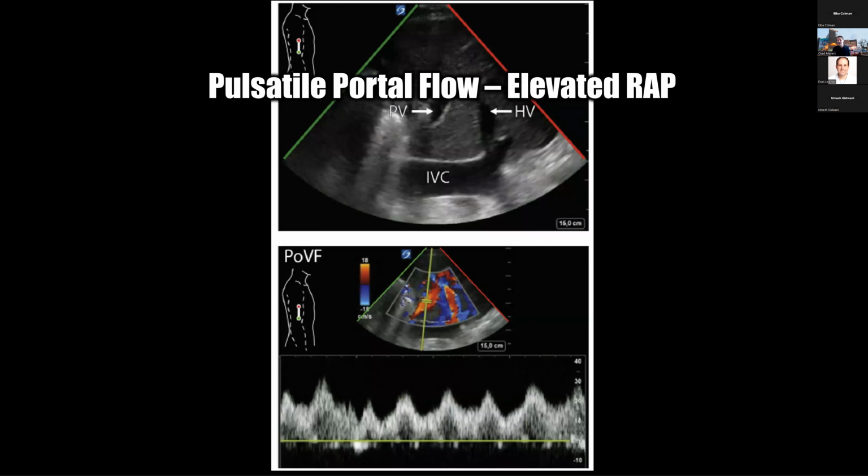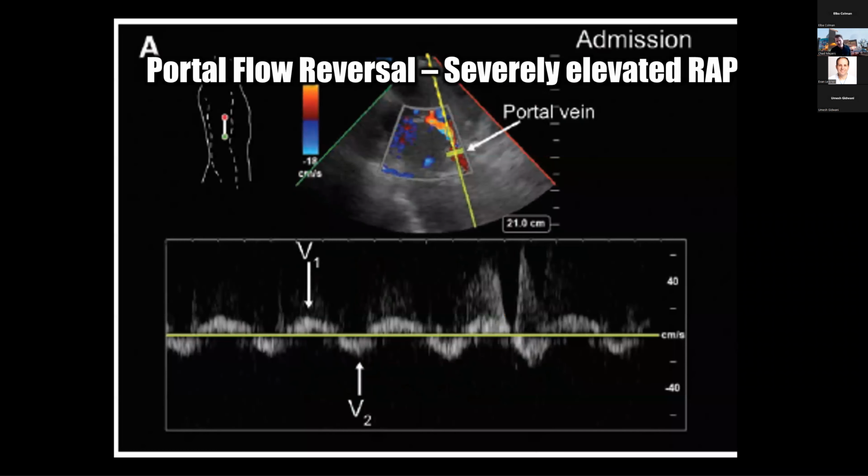Now, as pressure goes up, we see our right atrial compliance go down, right? And pressure waveforms are more readily transmitted through the hepatic sinusoids and all the way into the portal system. And then we see some portal pulsatility. With critical elevations of pressure, we actually see complete reversal of portal flow.